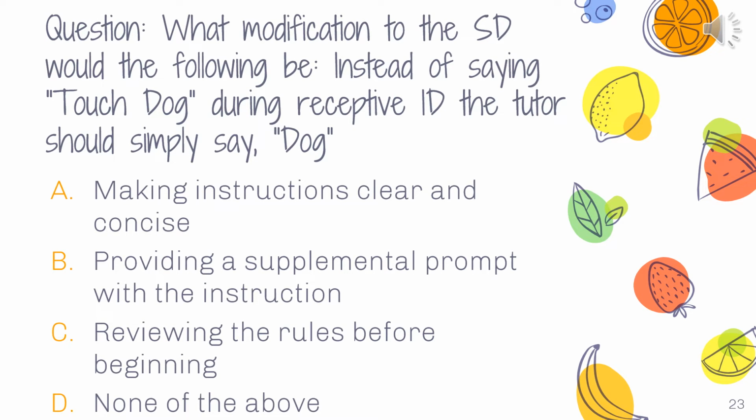Question: what modification to the discriminative stimuli would the following be? Instead of saying, "Touch dog" during receptive ID, the tutor should simply say, "Dog." A. Making instructions clear and concise. B. Providing a supplemental prompt with the instruction. C. Reviewing the rules before beginning. Or D. None of the above. On your homework sheet, fill in the question, what modification to the SD would the following be? I'll give you some time to get your homework sheet filled out.